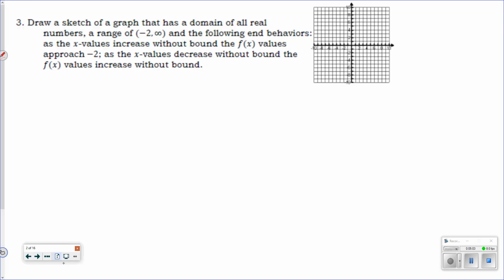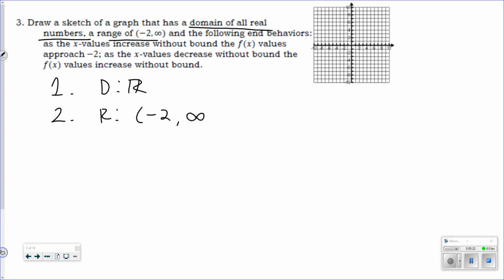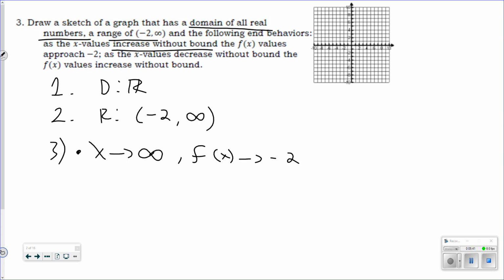Let's keep going. Number 3, draw a sketch of a graph that has a domain of all real numbers, a range of -2 to infinity, and the following end behaviors. As x goes to infinity, that's what increase without bound means. It means it increases without anything bounding it or stopping it. So as x goes to infinity is number 3, f of x goes to -2.